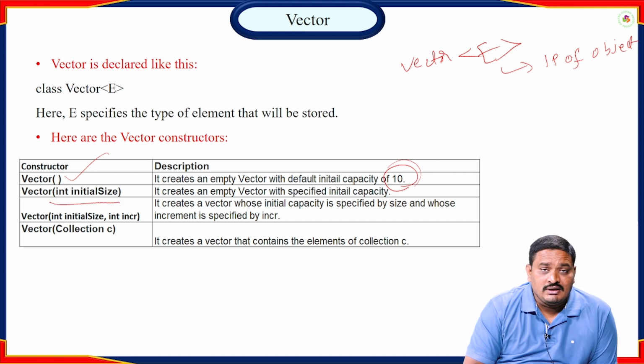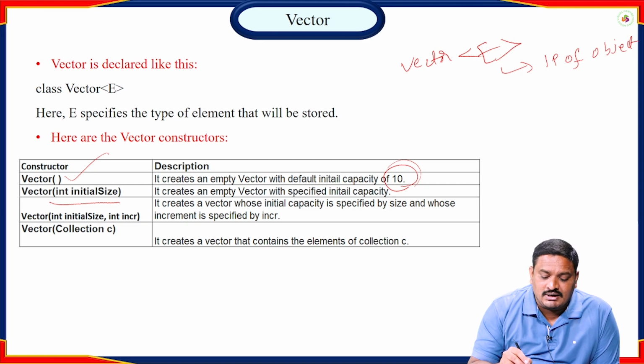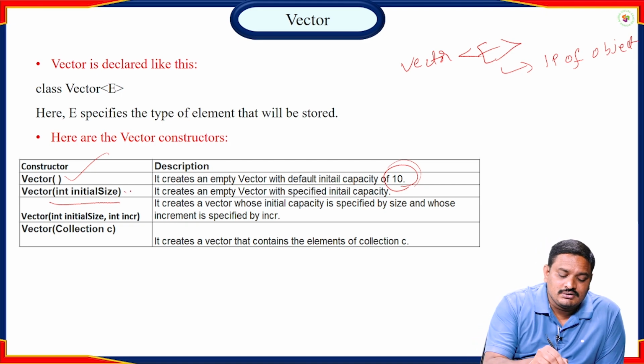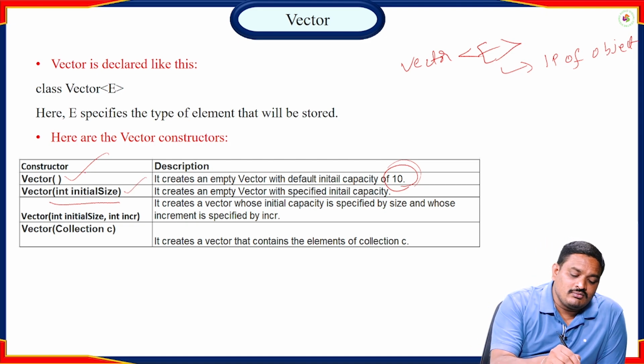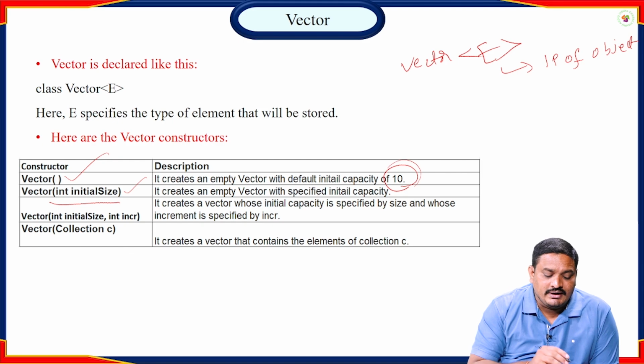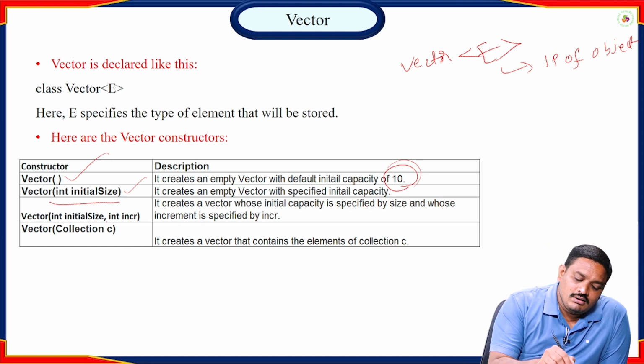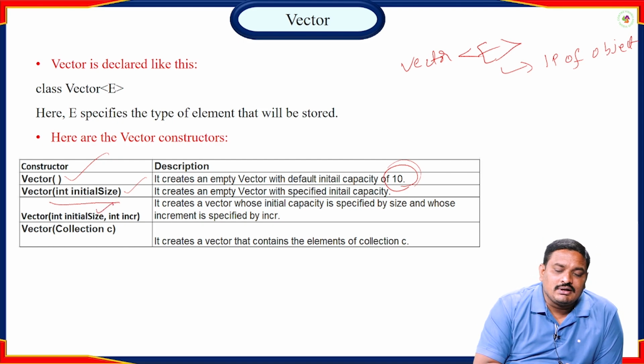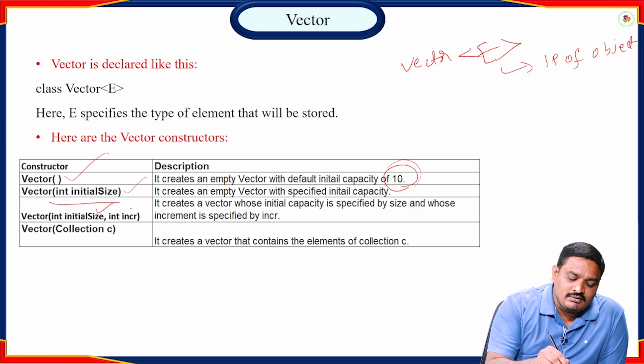After that, the second constructor is Vector with the initial size parameter. It creates an empty vector with a specified size. In the first one, you cannot specify the size, but in the second constructor you can specify the size of the vector. The next one is Vector, where the first parameter is the initial size.